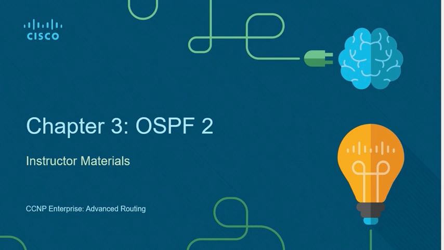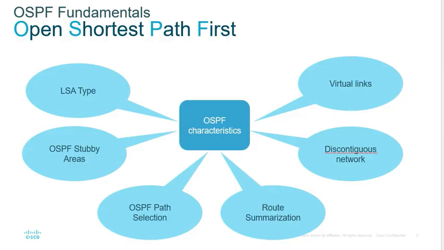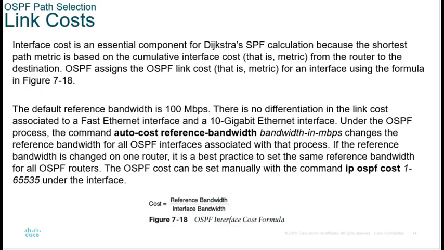We want to look at further characteristics of OSPF. In previous videos, we have looked at OSPF LSA types and also the OSPF stubby areas. In this video, we're going to look at OSPF path selection, route summarization, and discontiguous networks with virtual links, and how OSPF calculates the link cost.